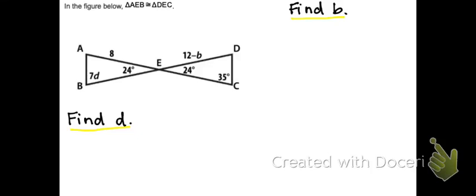Here we're given a congruence statement. It says triangle AEB is congruent to triangle DEC. So the order that the letters are written in identifying each of these triangles matters.